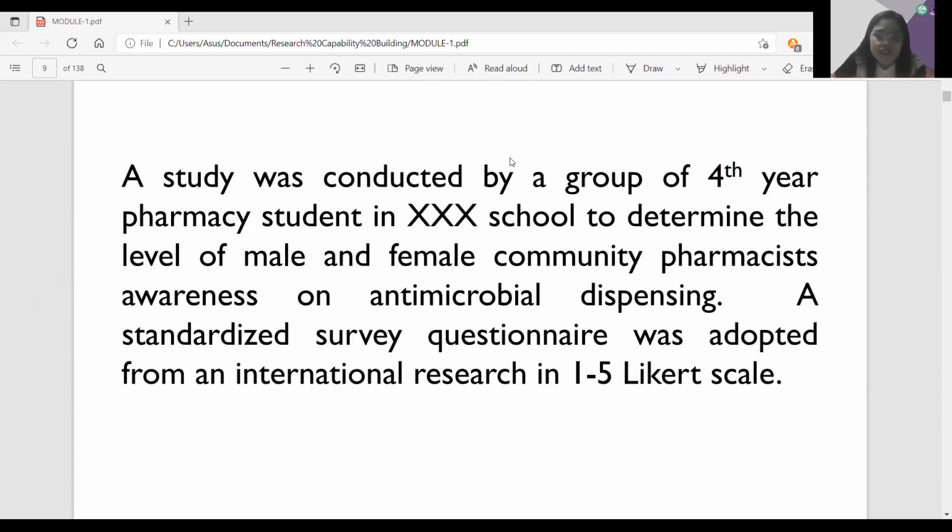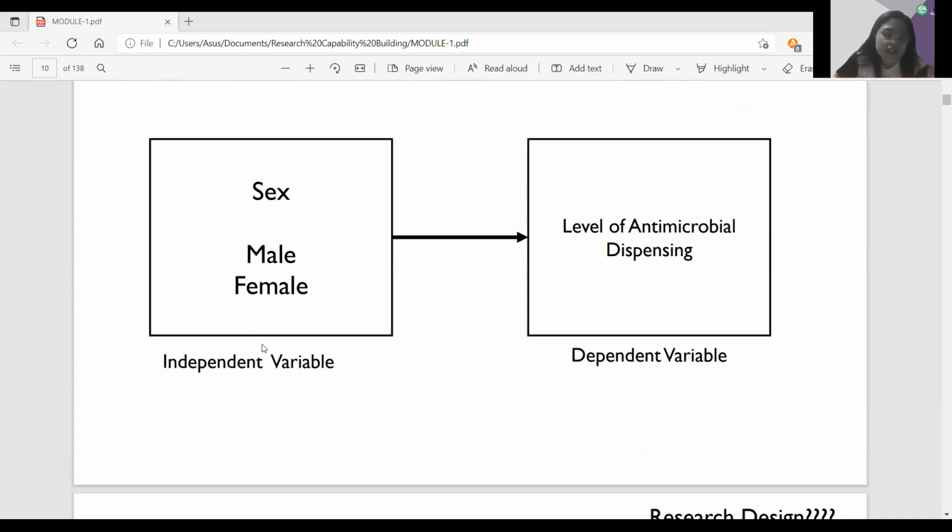Okay? So let me just give you an example. Example lang ito, Hado Pharmacy kasi ito. A study was conducted by a group of fourth-year pharmacy students in a certain school to determine the level of male and female community pharmacist awareness on antimicrobial dispensing. A standardized survey questionnaire was adopted from an international research in 1 to 5 Likert scale. So what we are going to do here is to compare the level of awareness of the male and the female pharmacists. So these are independent samples. We have two groups only here. So most likely, independent sample t-test is used here.